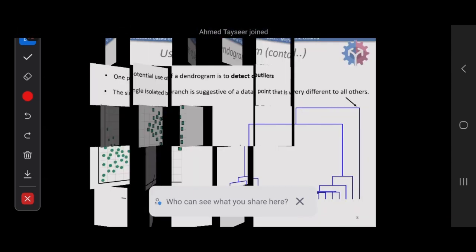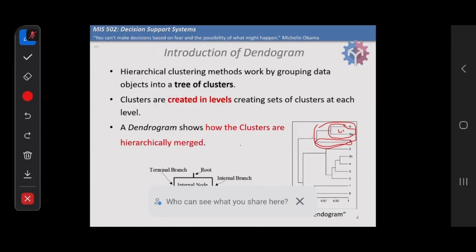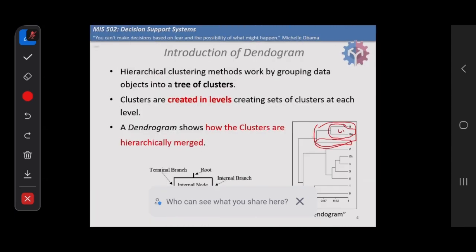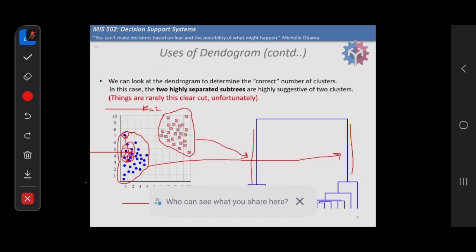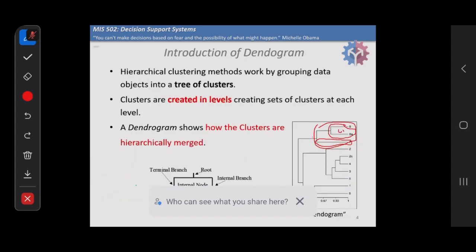Let me just go back because I forgot to mention one important thing on this slide. There is a name for everything. For example, this represents a data point. Each of the data points, we call them leaf. The name for it is leaf, meaning one data point, another data point, another data point. So these are all called leaves.